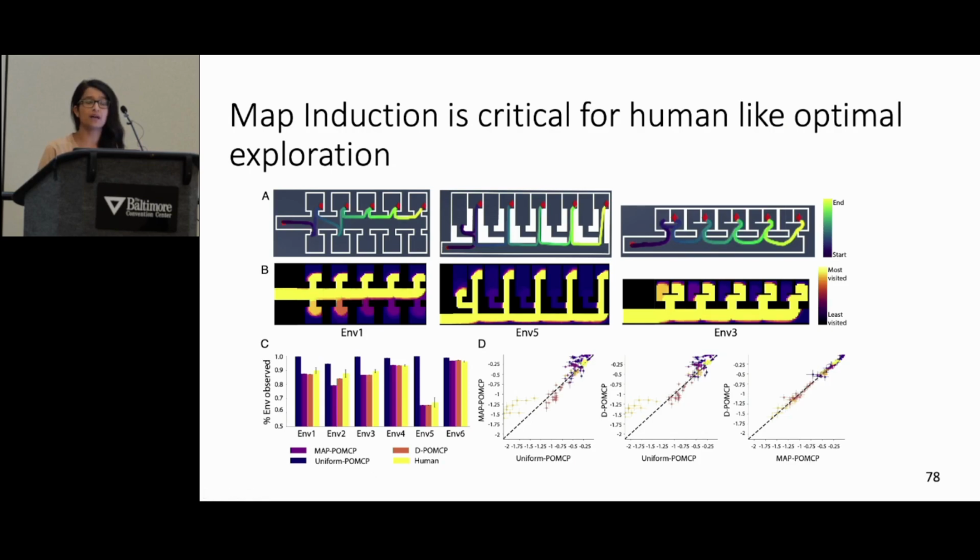Also, as expected, we find that the uniform model does exhaustive exploration, whereas the map induction-based models, both distributional and maximum a posteriori model, selectively explore the environments and hence are closer to humans in terms of what fraction of the environment they're observing. If we plot the log likelihoods of these models conditioned on human behavioral data, we find that map induction-based models explain human behavior better than the uniform model.